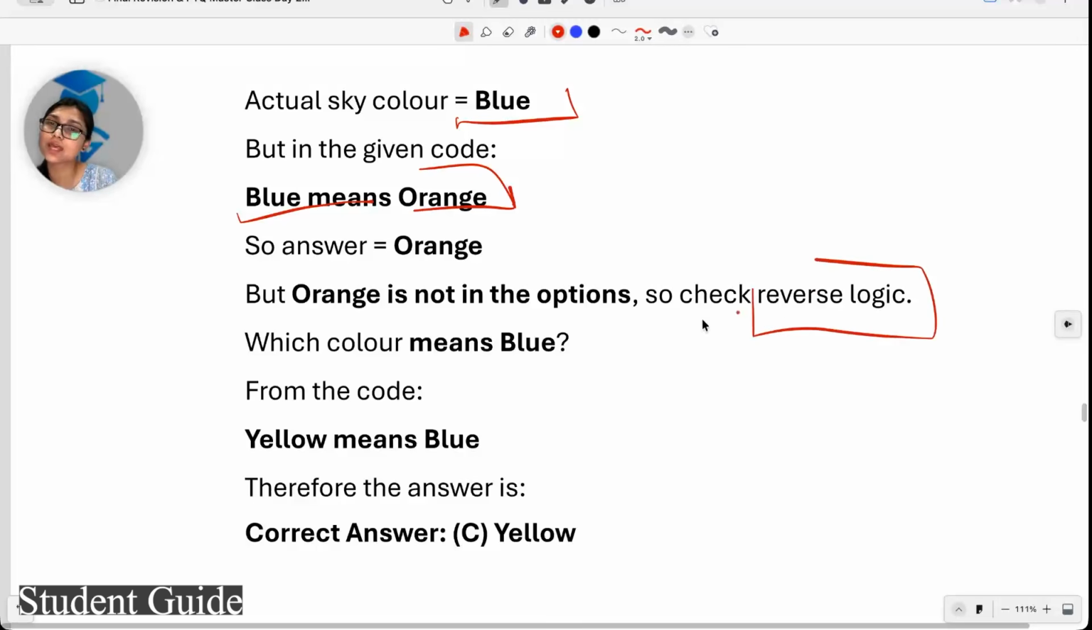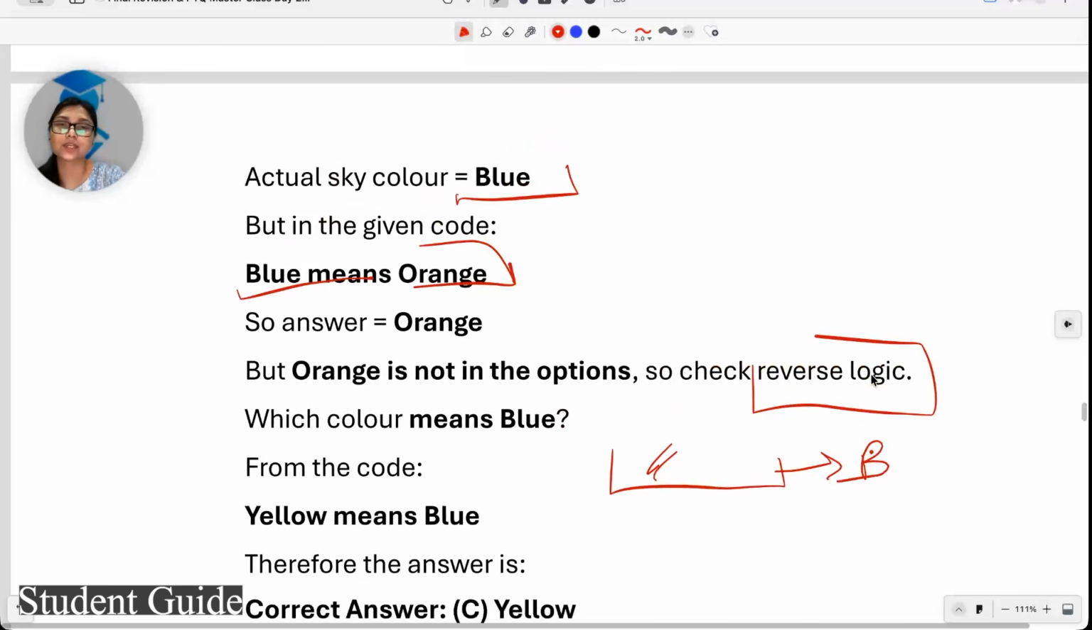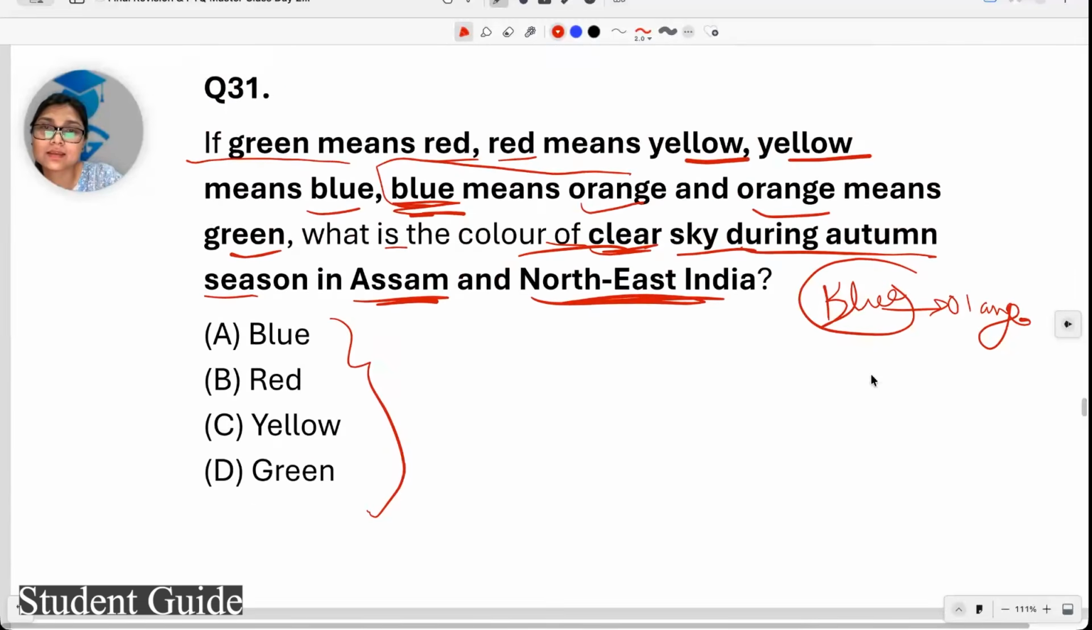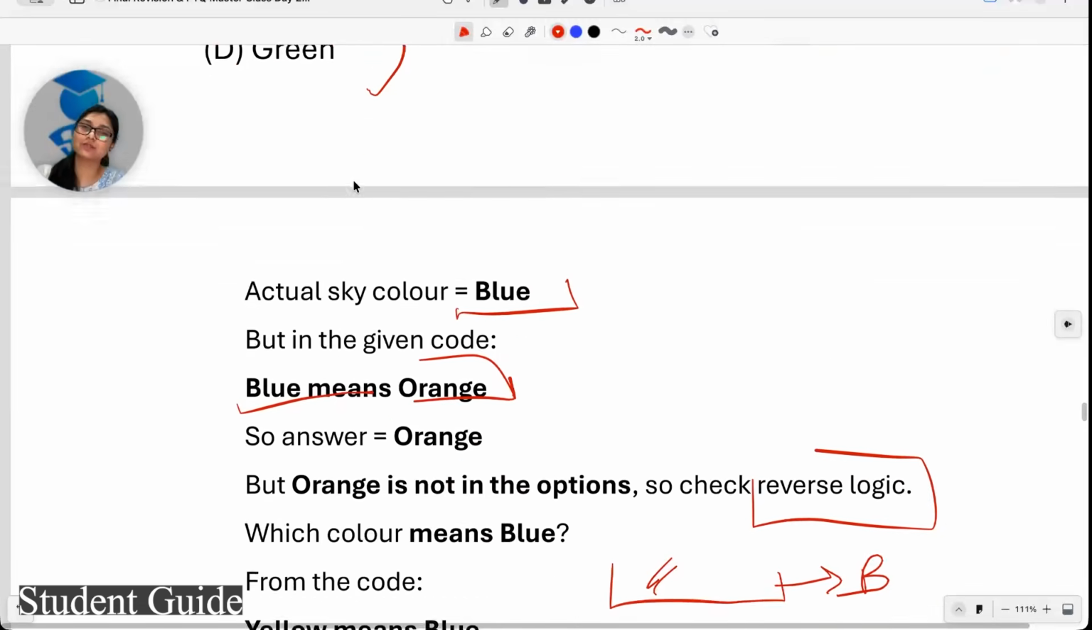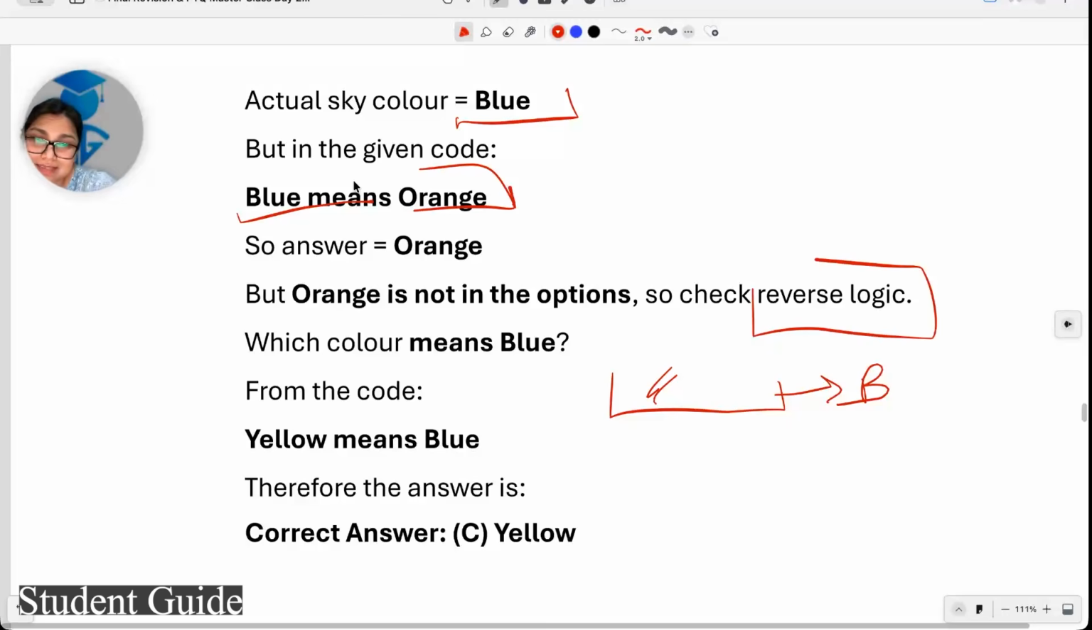Okay, how will you do that? You already know that some other color may represent blue. Maybe this color represents blue. So we need to check the question again. It is saying, see here, yellow represents blue. It is the reverse one. You need to take the reverse technique. As yellow represents blue, it means yellow means blue. Therefore, you will go with the answer that the sky will look yellow.